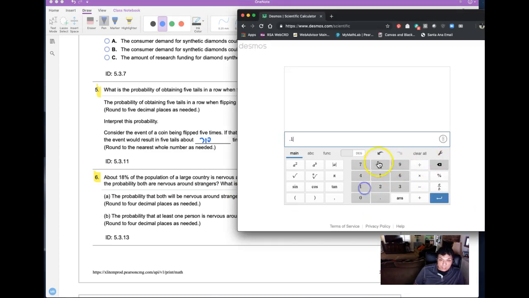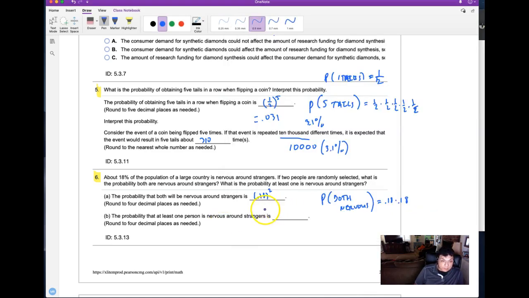If we did 0.18 squared, you get 0.0324, 4 decimal places. So that's where we got there. I messed up here. This is 5 decimal places, so just be mindful of that one. I think it was 0.01325 if I remember correctly.